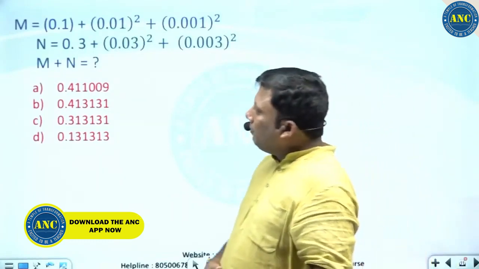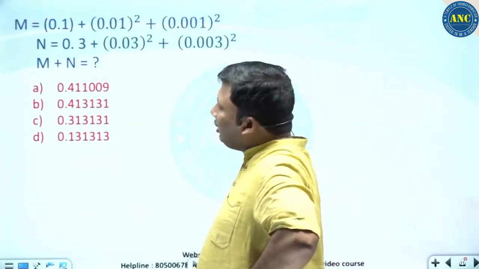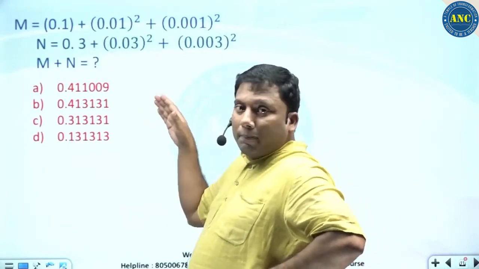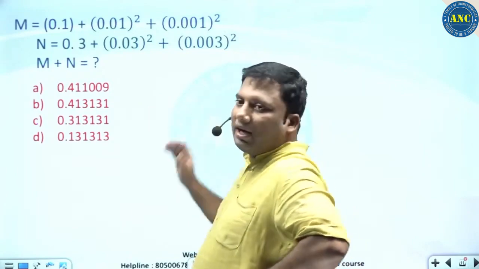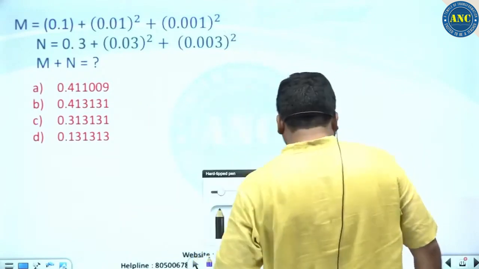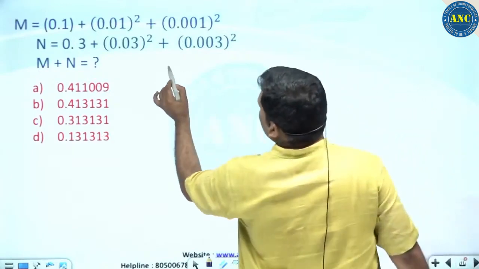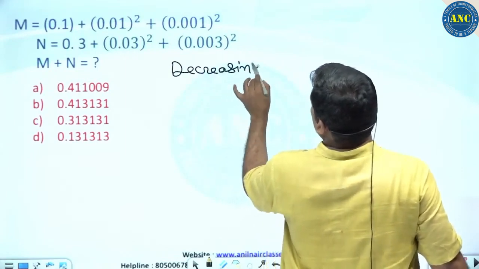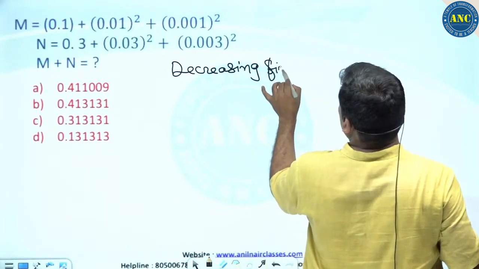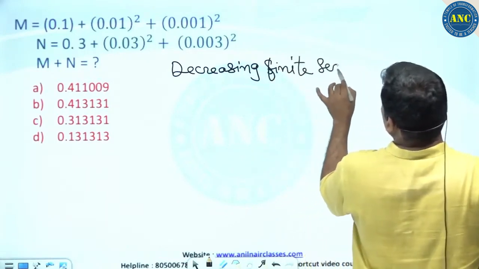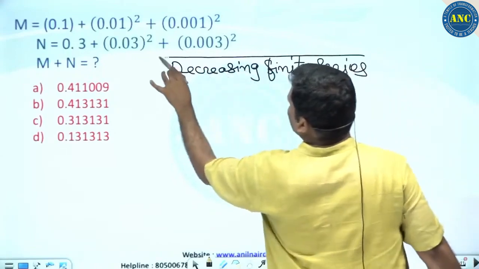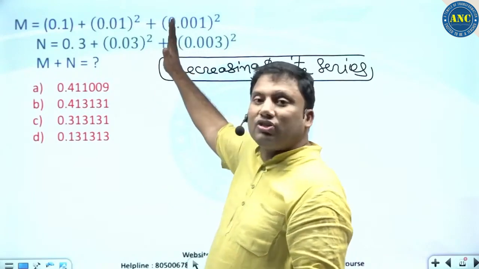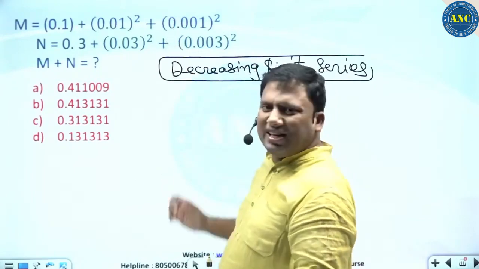Another one. M equivalent to 0.1 plus 0.01 whole square, 0.0001 whole square. N equivalent to 0.3 plus 0.03 whole square, 0.003 whole square. Listen carefully. How to solve decreasing finite series problems. Please write down this heading. This is a finite series. It is not an infinite series. This is a decreasing finite series. After 3 elements, it is getting stopped.